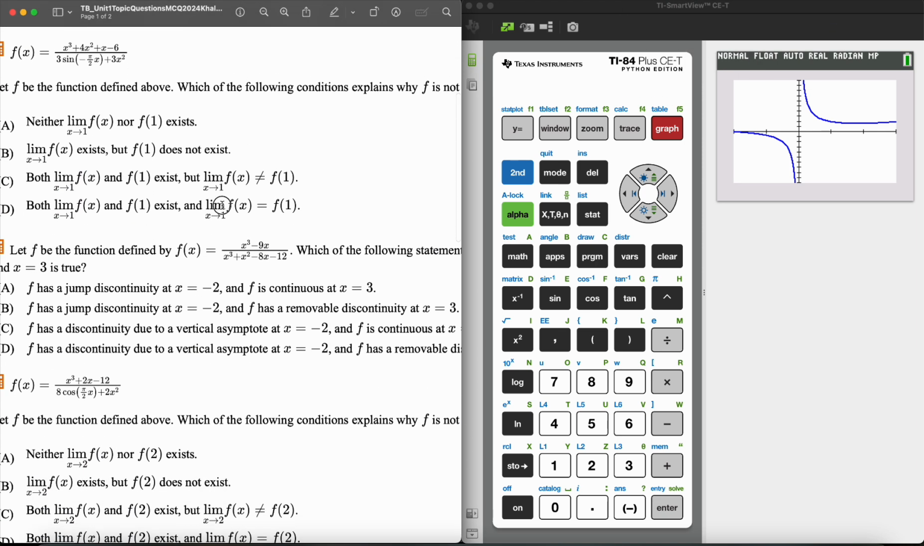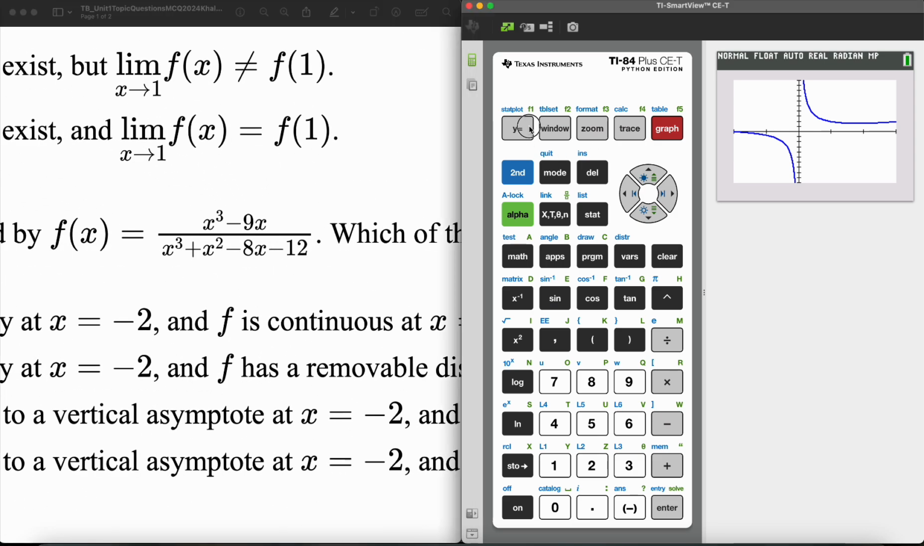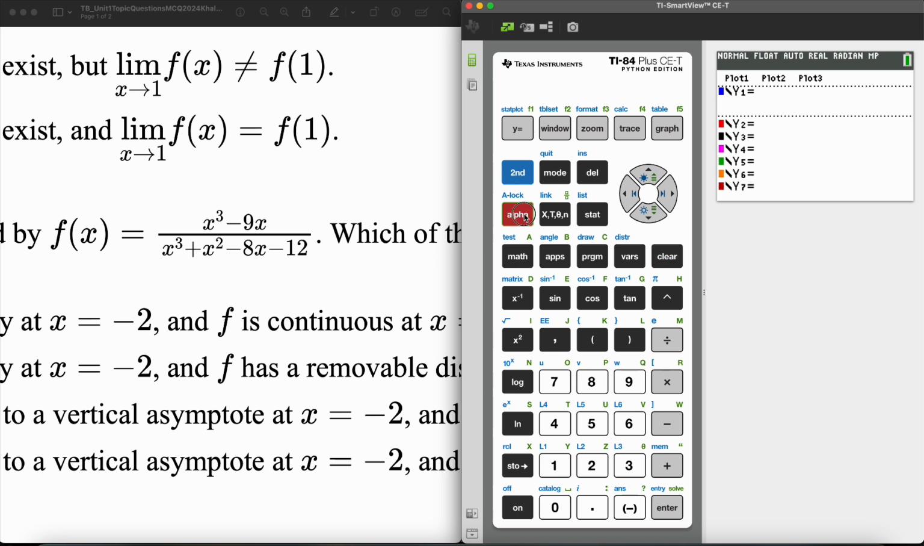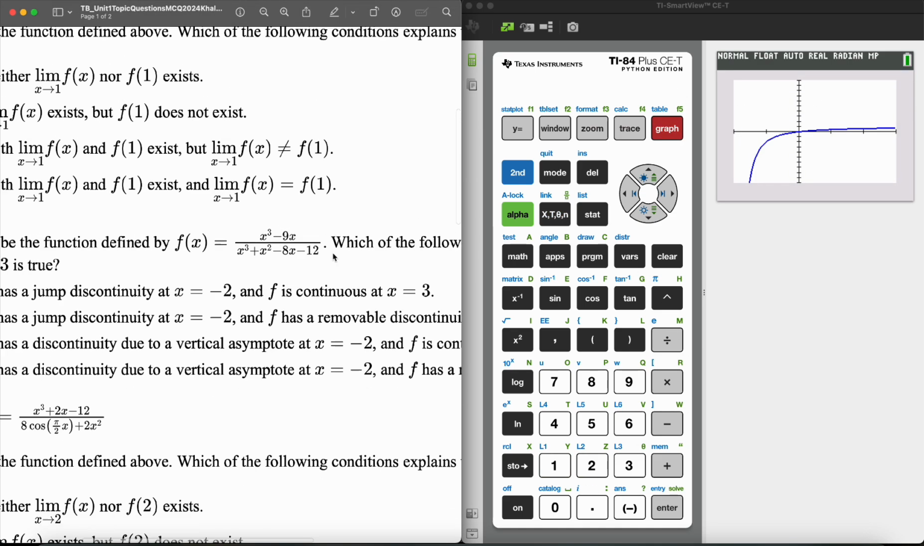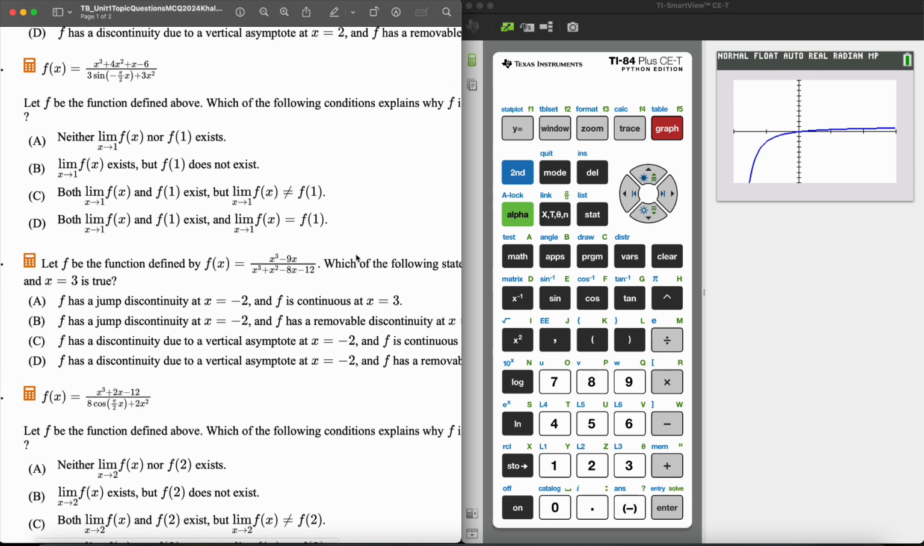Now let's move on to question 3, also a graphing calculator. Let's graph this function. So y equals, let's do the function. So we're going to have x cubed minus 9x over x cubed plus x squared minus 8x minus 12. Let's graph it. Okay, we're looking at x of minus 2 and x of 3.